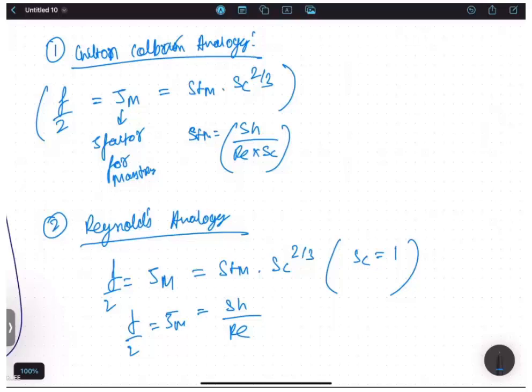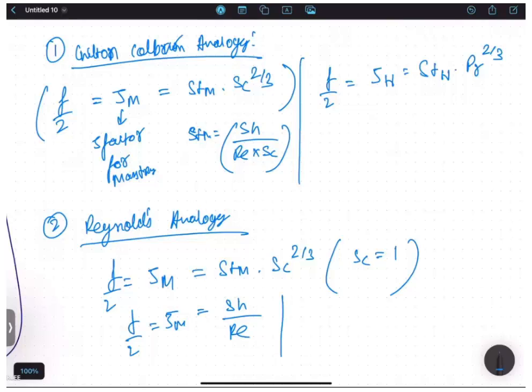Clear? This thing is clear, no? So this is for mass transfer. What if you want to write it for heat transfer? The same thing: write JH, the Stanton number for heat transfer, and instead of the Schmidt number, you write the Prandtl number. Same thing here.